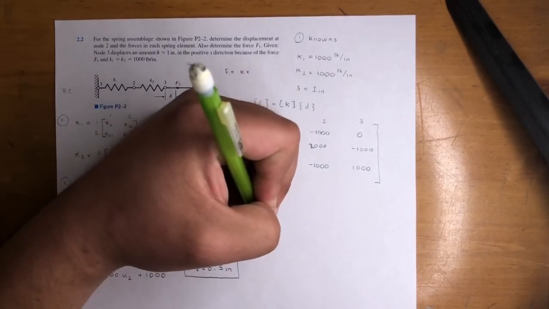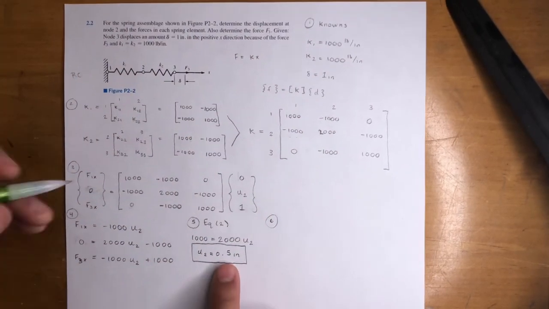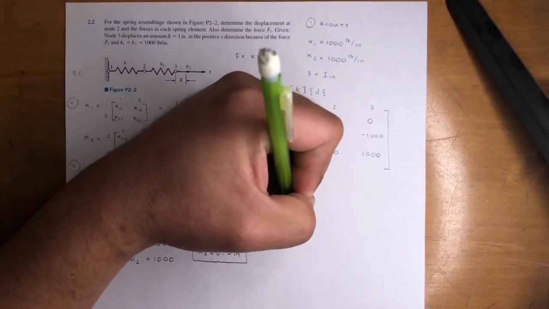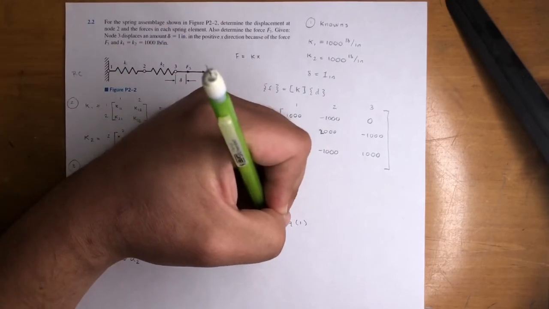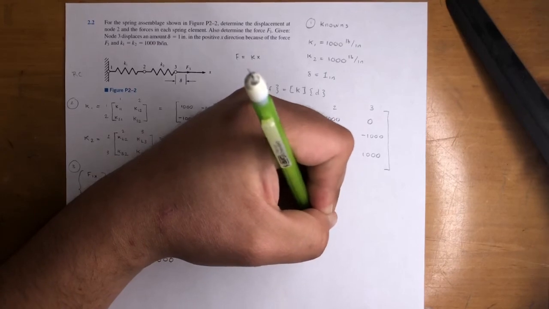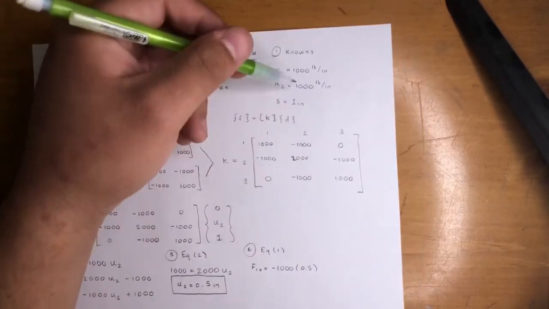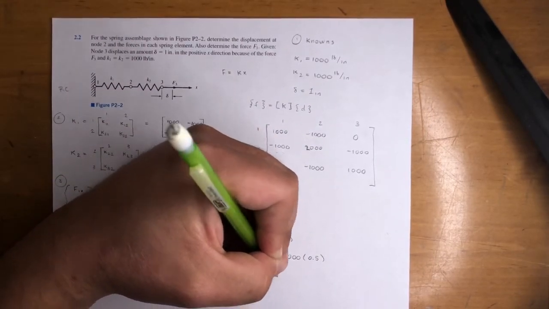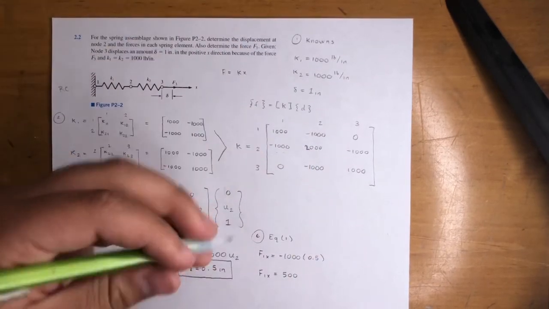So let's go ahead, step 6. Now that we have U2, we can find force 1. So equation 1, plug in U2, F1x is equal to negative 1,000 times 0.5. I'm not writing units because I already know everything's in pounds and inches. So force 1 will be negative 500.